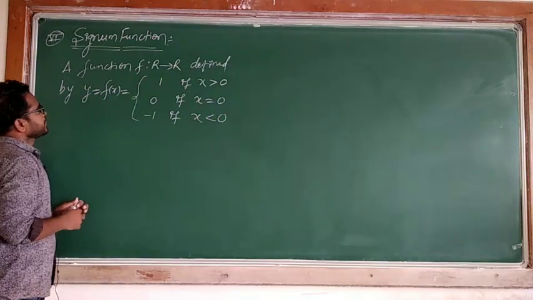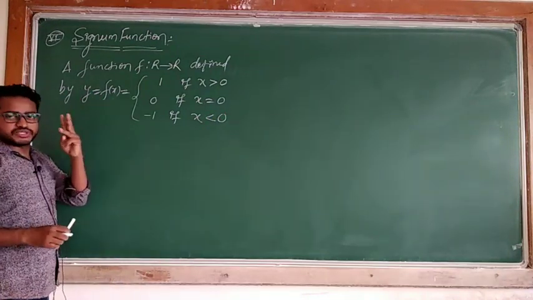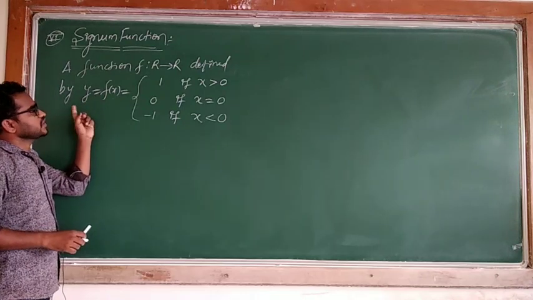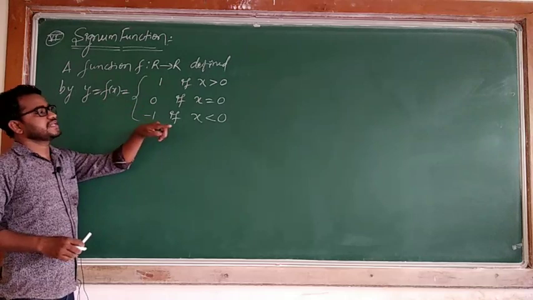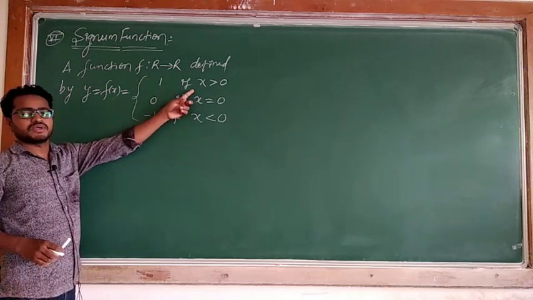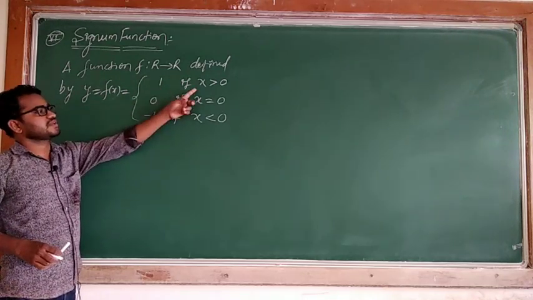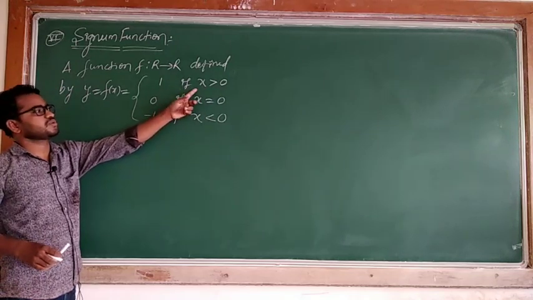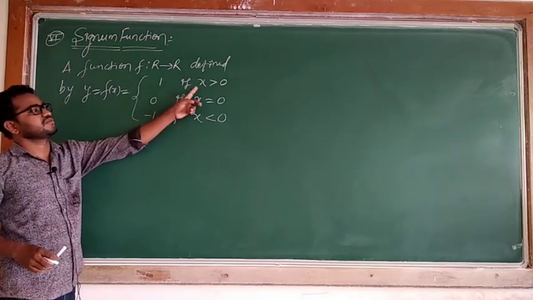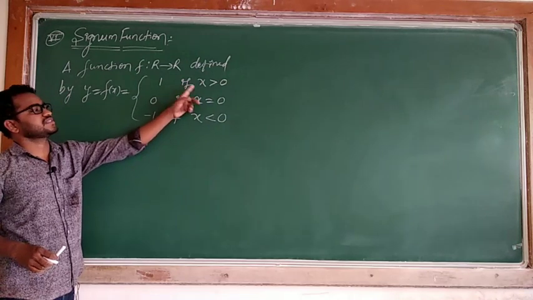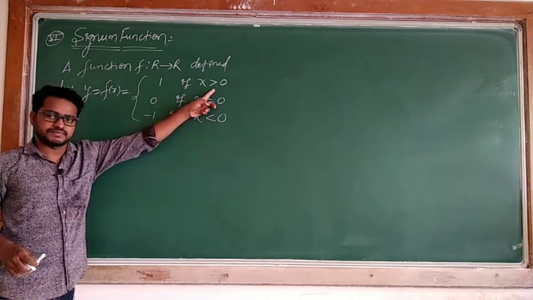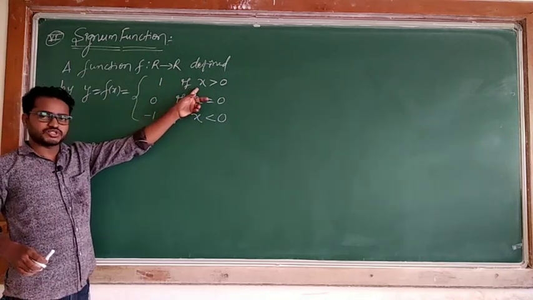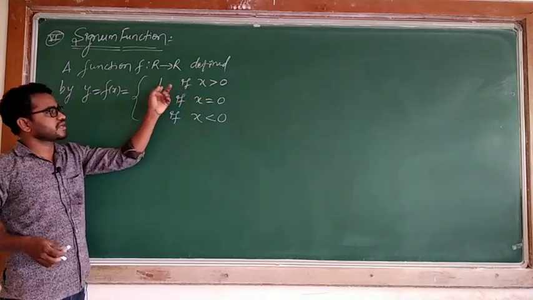Listen to me, this function is defined with three values, means this y has only three values: 1, 0, minus 1. You get 1 if x is more than 0, always 1. If x is 1, y is 1; x is 2, 1; 3, 1; 4, 1; 5, 1; 6, 1; 7, 1; 8, 1; 100, 1. 100 is more than 0, no? Whatever more than 0 means, if it is a positive value, you will get 1.